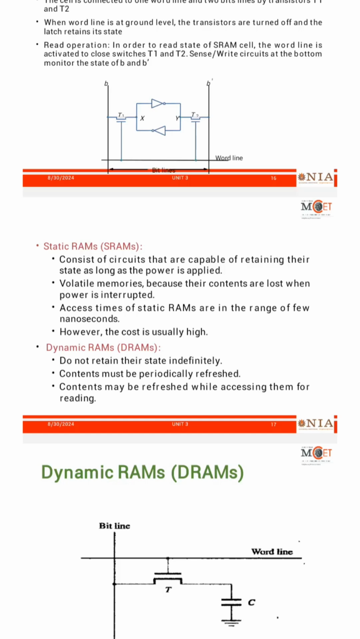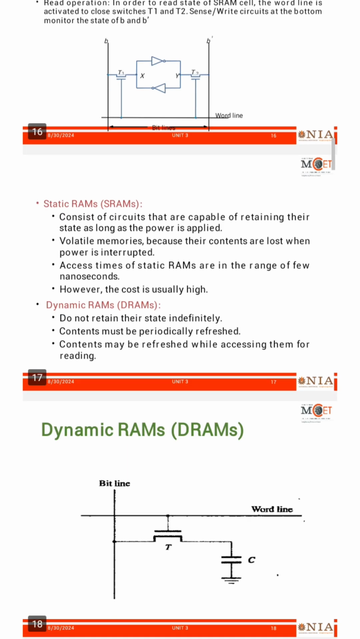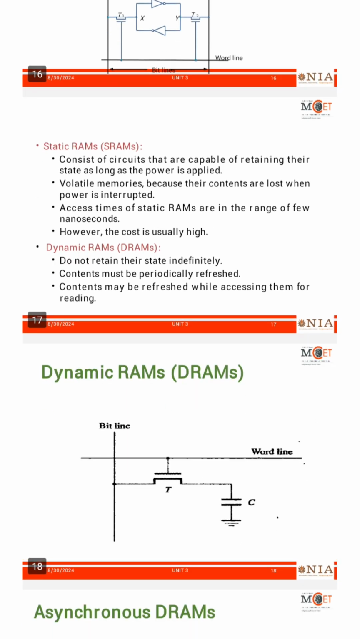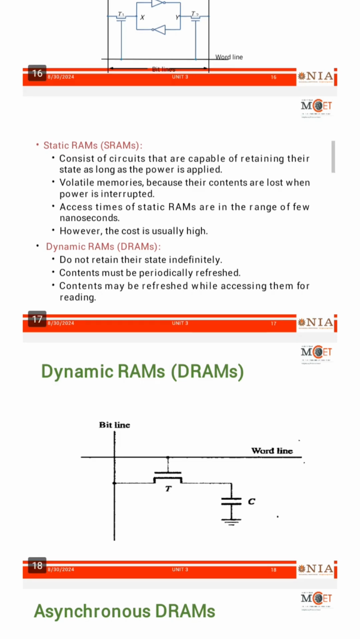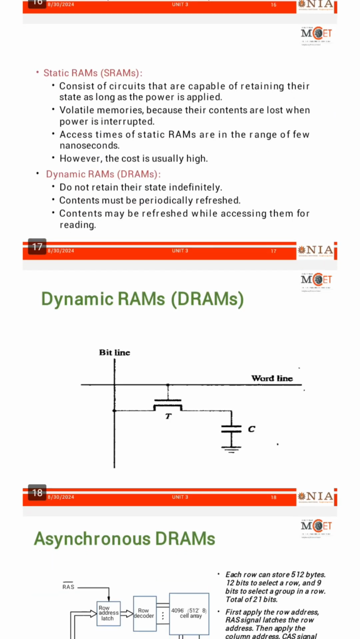The access time of the static RAM is in the range of nanoseconds, whereas its cost is usually high. The dynamic RAM retains the state indefinitely, where the content can be refreshed at any time and may be changed to a particular level. This is the basic structure of your dynamic RAM, which consists of one bit line and the word line. When both signals are connected to the transistor, the capacitor holds the data for a particular time period.